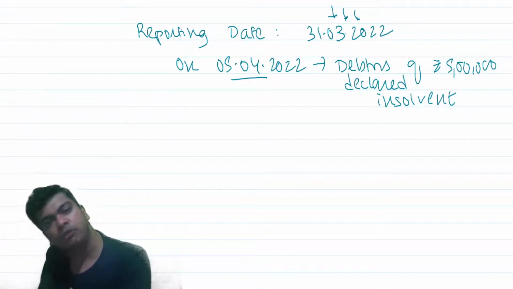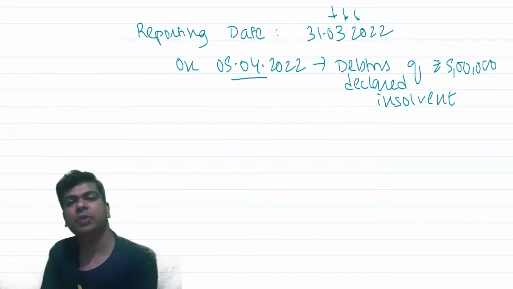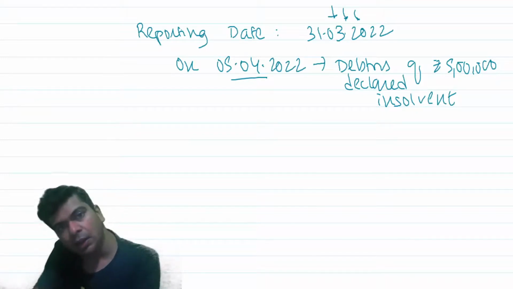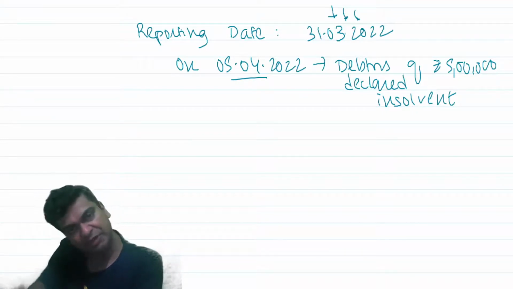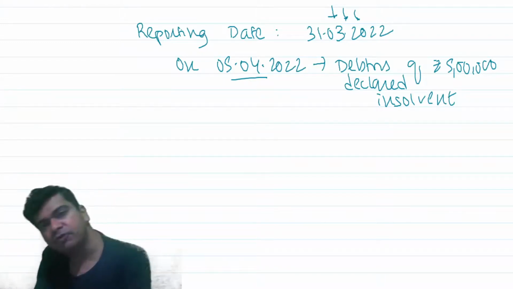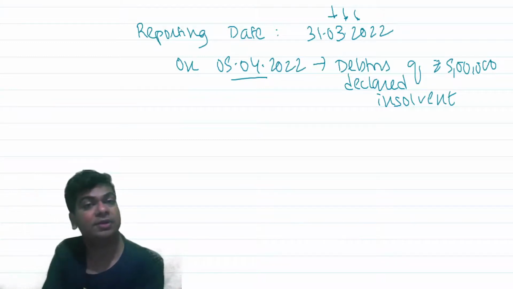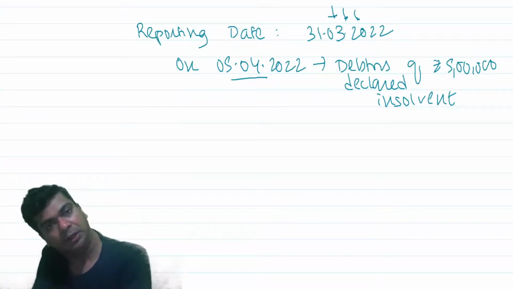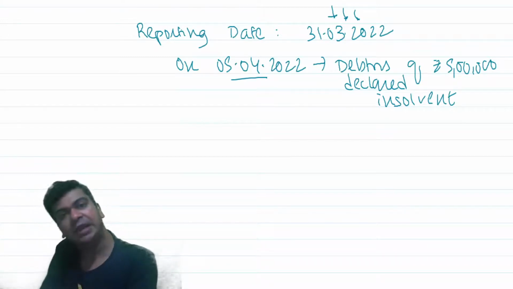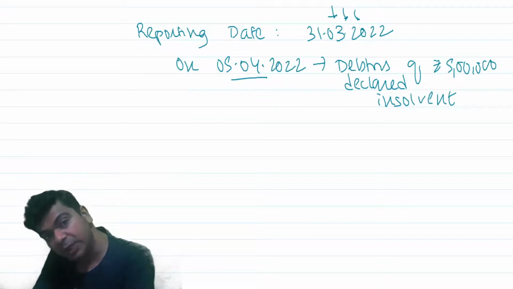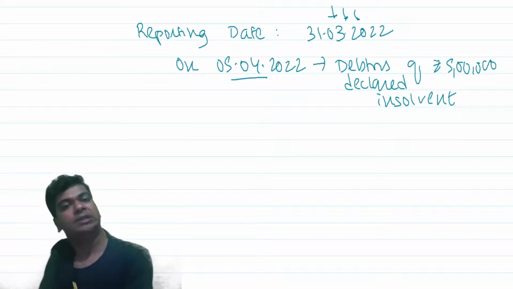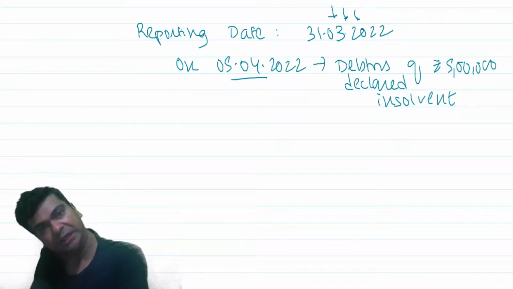Or what you can do is you will not disturb the debtors on 31st March 2022. But yes, you will provide a disclosure in the financial statements that debtors of 5 lakhs have become insolvent and we may not be able to collect anything from those debtors. I'm providing only a disclosure. If you are providing only a disclosure, that means you are treating this as a non-adjusting event. That's what I want to learn now. Is this event of the debtor declaring itself to be insolvent, should I consider this as an adjusting event, or as a non-adjusting event?